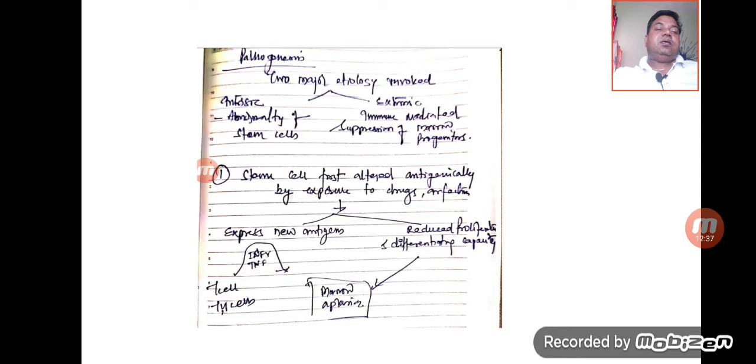On the other hand, when these antigenically stimulated stem cells undergo certain changes, there is a reduced proliferative as well as differentiating capacity of these cells, and that also can cause marrow suppression.